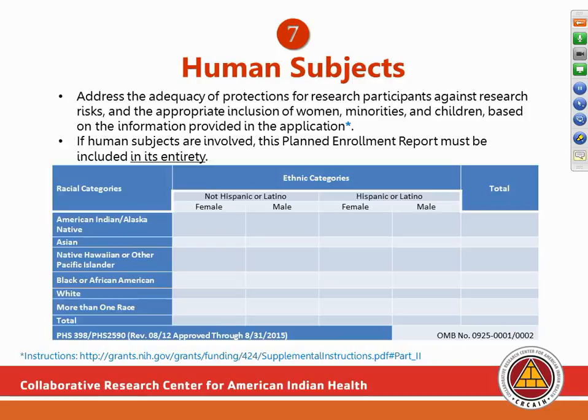Human subjects. All research projects involving human subjects must complete sections A through F. This section is required for the majority of the pilot grant applications. Additional information and a link detailing the requirements for each section is provided on pages 9 and 10 of the RFA. A planned enrollment form must be completed in its entirety. There is no limit for this section.